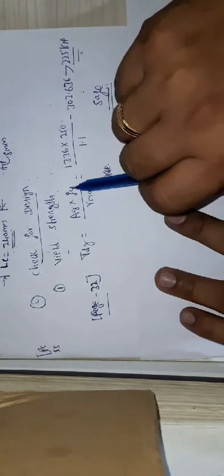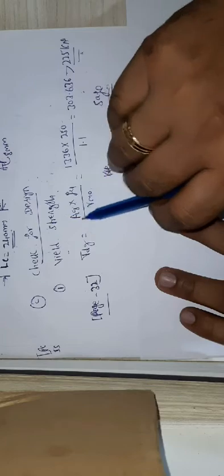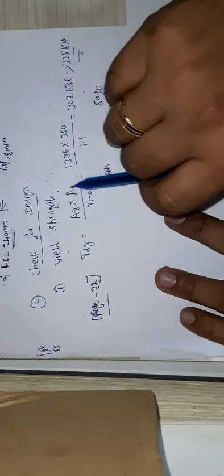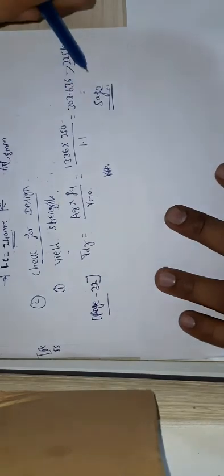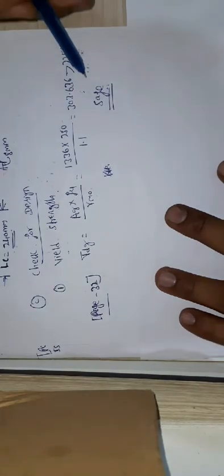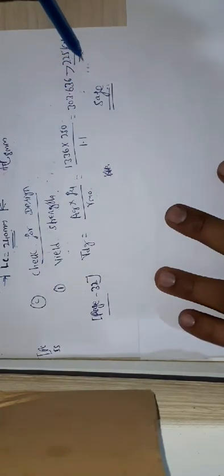TDC equals AC into Fy by gamma m0. AC is the gross area required. Fy you already know, it's 250, and gamma m0 is 1.1. So it should be greater than the factored load. Please remember, it should be greater than the factored load.